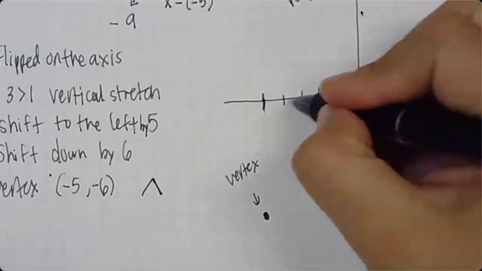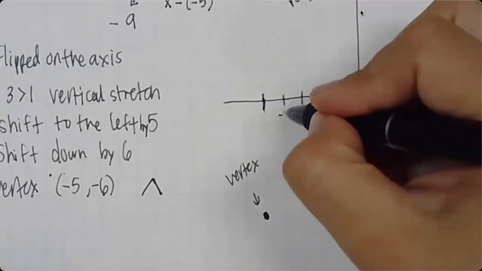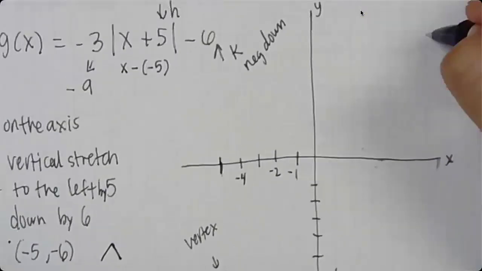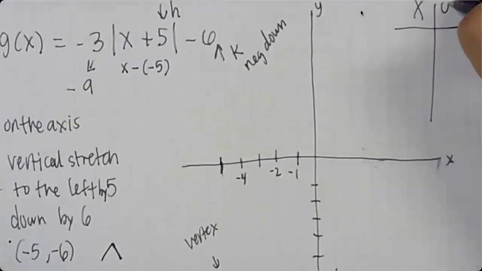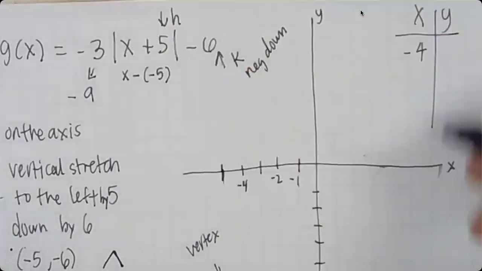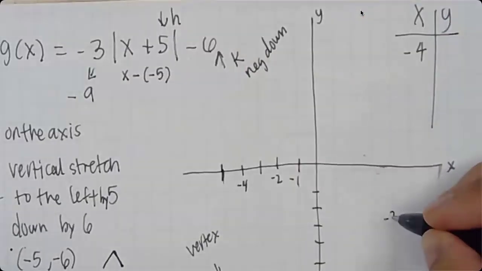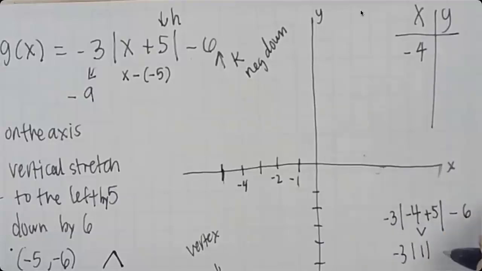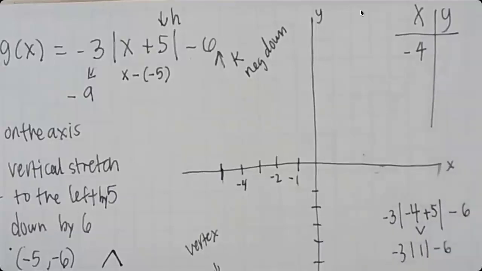So if I plug in, I'm going to put -4. If I do -4, x y, -4, that means I plug it in here. So I'm going to go -3 minus a 4 plus a 5 minus a 6. So I have a 1 here minus a 6. So that turns into 1.